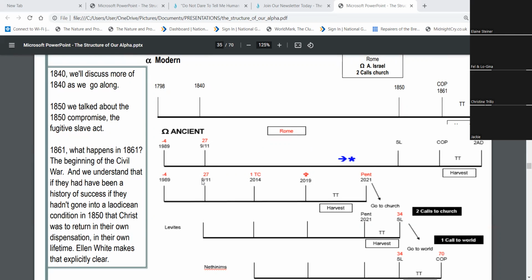1840, we'll discuss more of 1840 as we go along. 1850, we talked about the 1850 Compromise, the Fugitive Slave Act. 1861, what happens in 1861? The beginning of the Civil War. And we understand that if there had been a history of success, if they had not gone into a Laodicean condition in 1850, that Christ was to return in their own dispensation, in their own lifetime. Ellen White makes that explicitly clear.